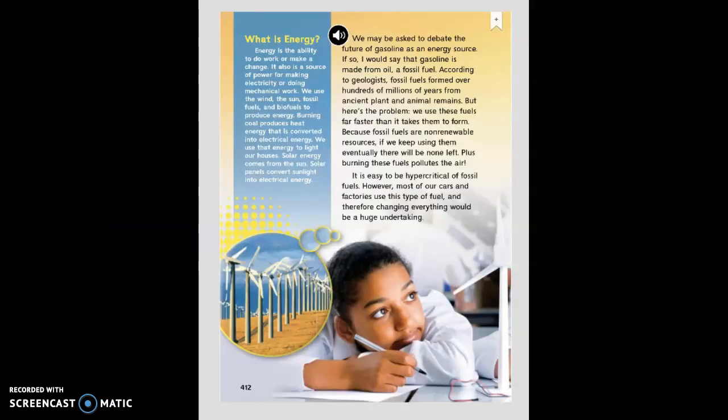So for this example, we will be reading page 412 again, and we are going to identify the key details. Next, we're going to think about what those details have in common, and then we should be able to figure out the main idea. Follow along with me as I read page 412 again to you.